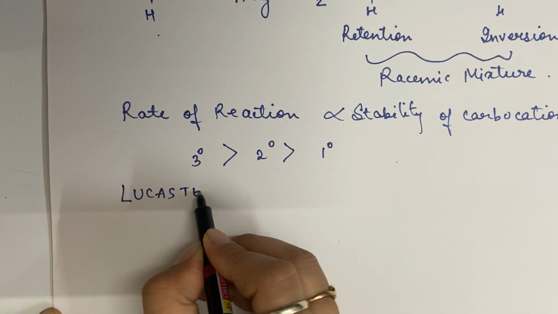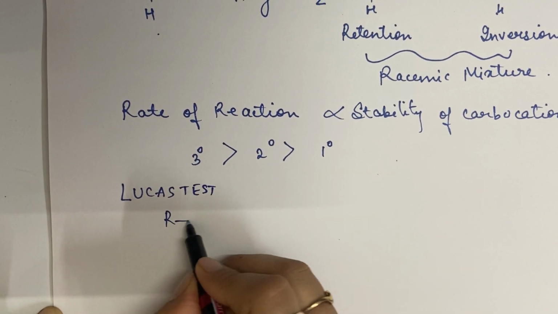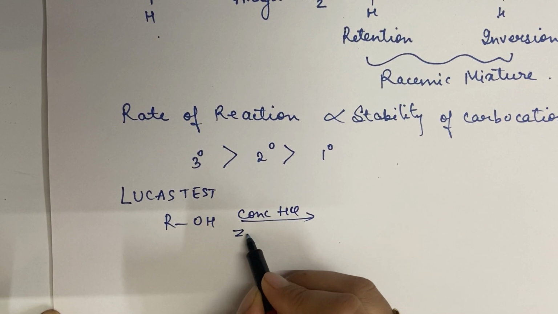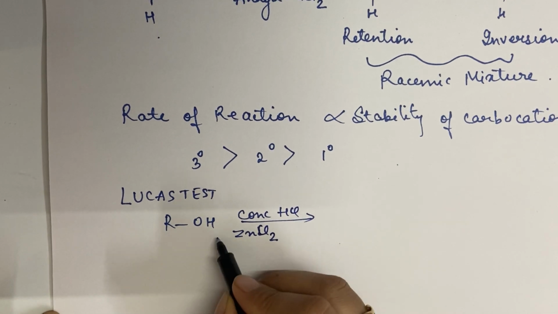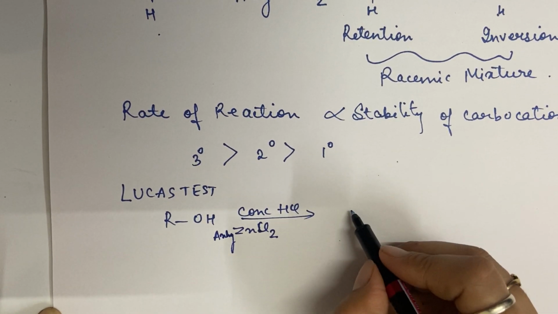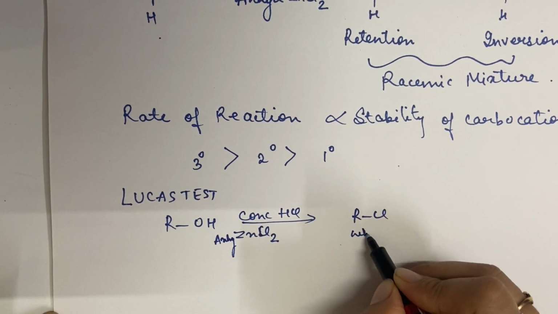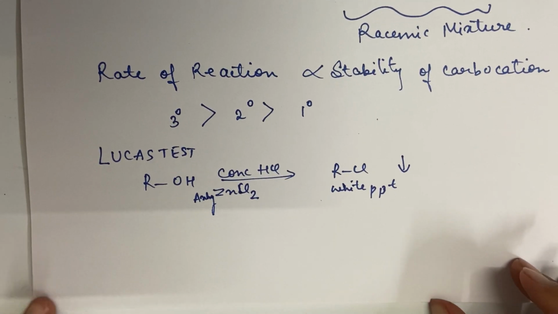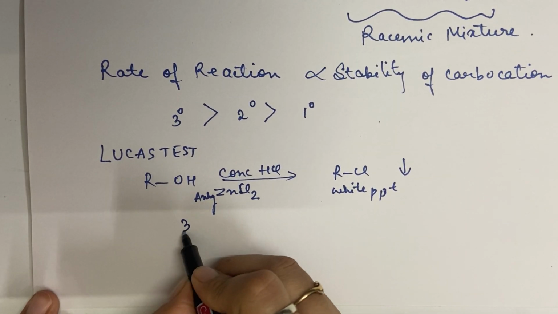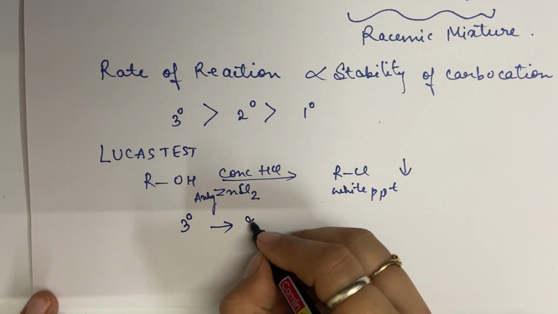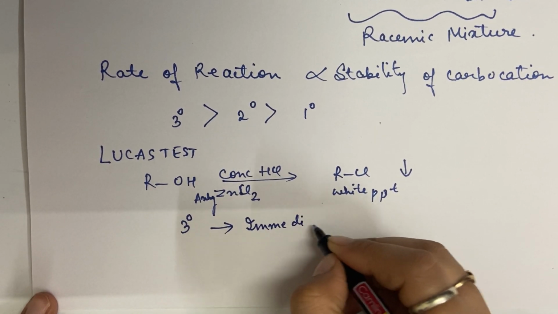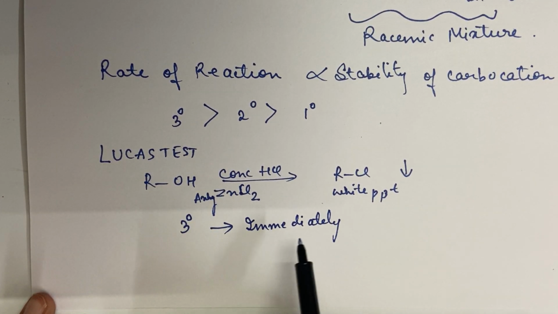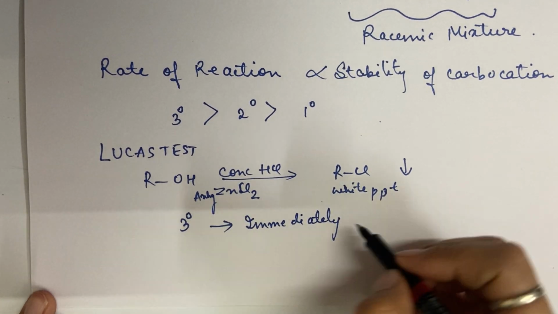Lucas test, for example: you have ROH reacting with concentrated HCl in the presence of anhydrous ZnCl2. The product will be RCl, which is a white precipitate. This white precipitate will come immediately when the alcohol is tertiary, and these reactions take place at room temperature. So tertiary alcohols will show the white precipitate immediately at room temperature.